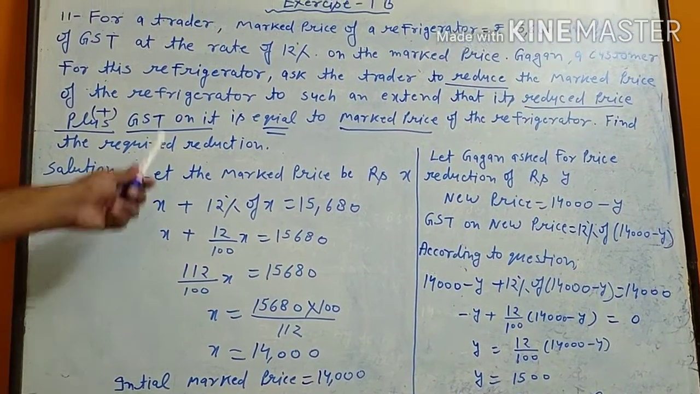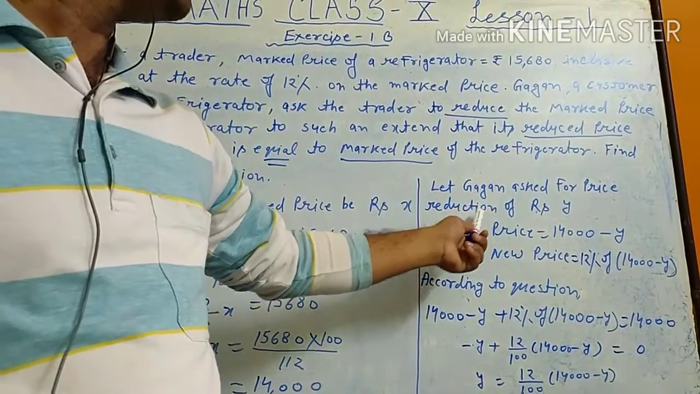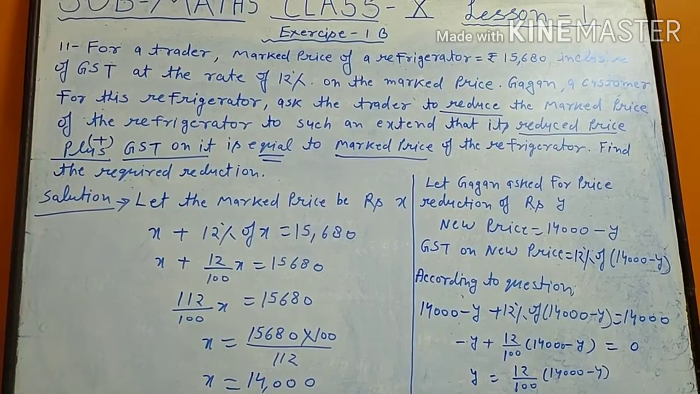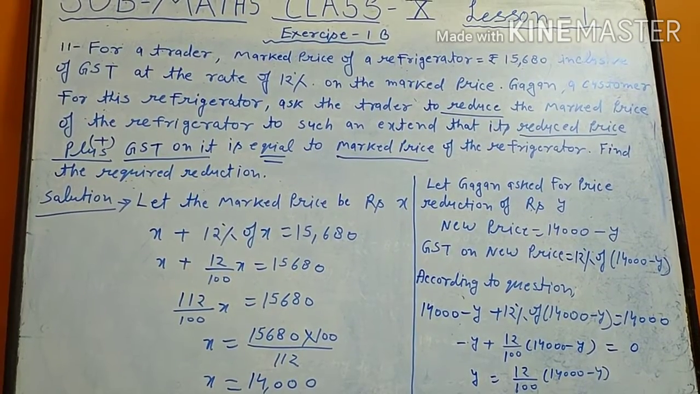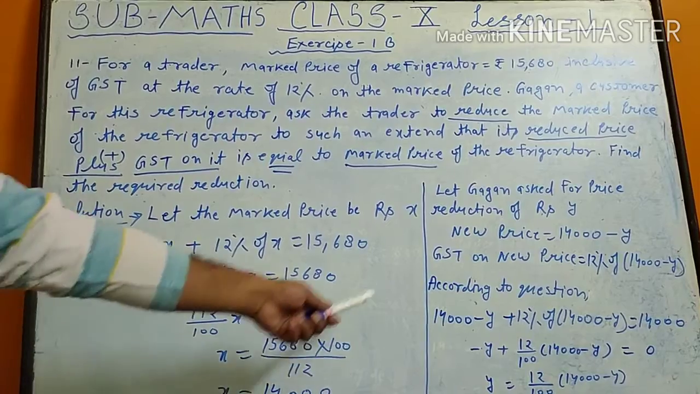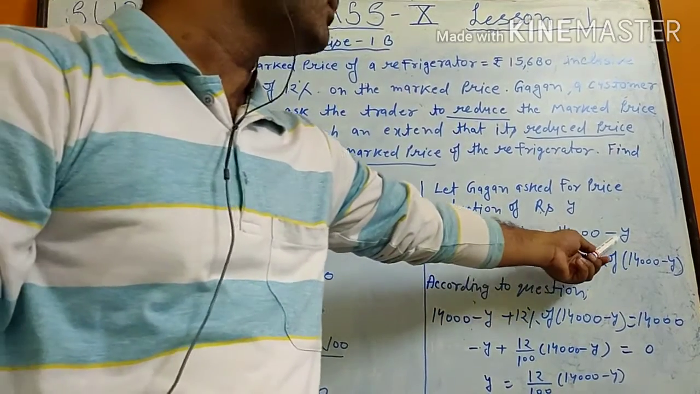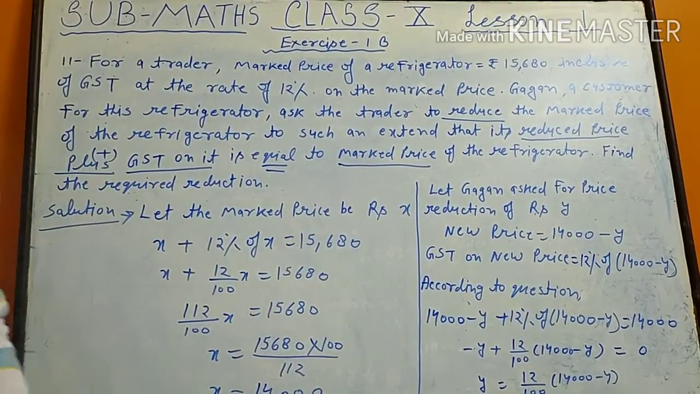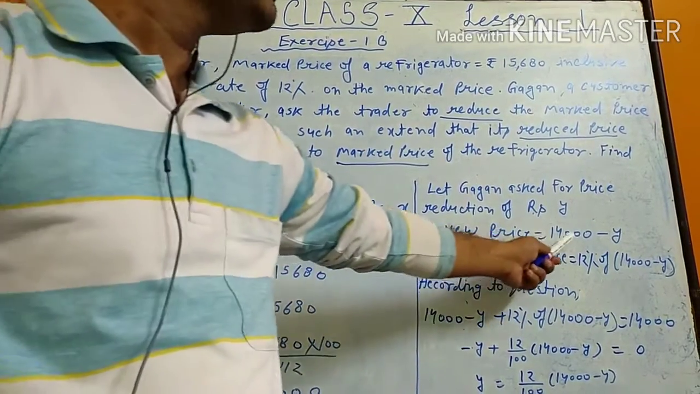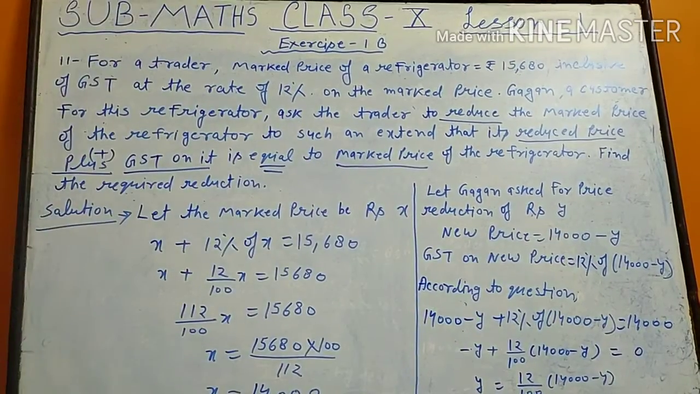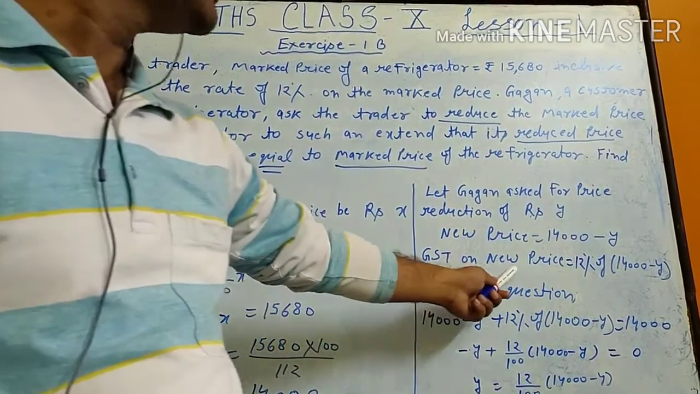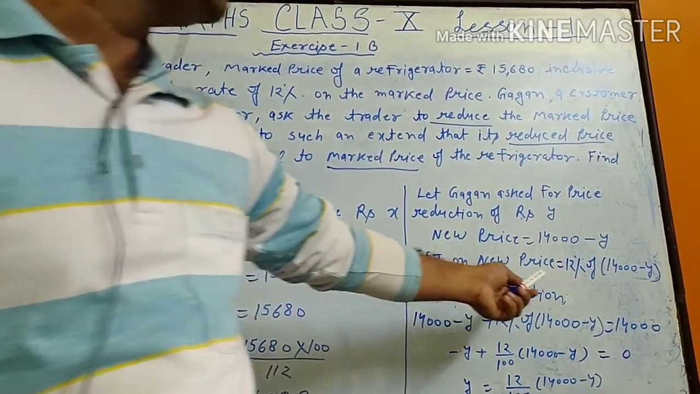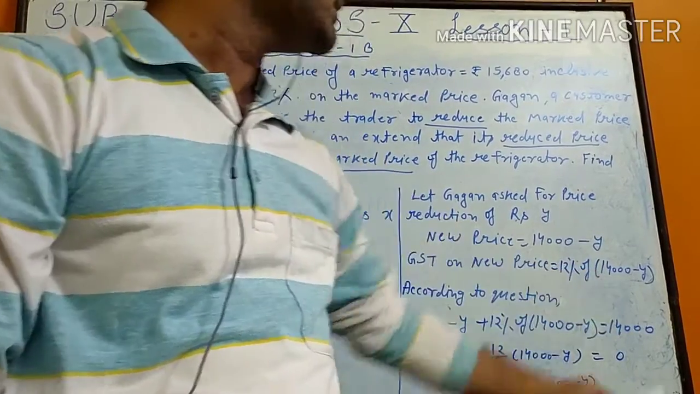Okay, now Gagan asked for a price reduction of rupees y. Suppose y is the reduction price. Then the initial price is 14,000 and the new price will be 14,000 minus y, because we suppose that y is the reduced price. Now GST on the new price. The new price is 14,000 minus y. So GST on the new price is 12% of 14,000 minus y.